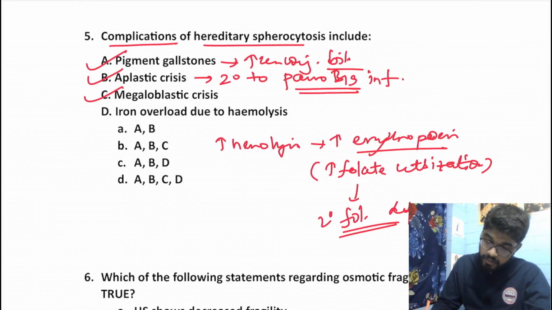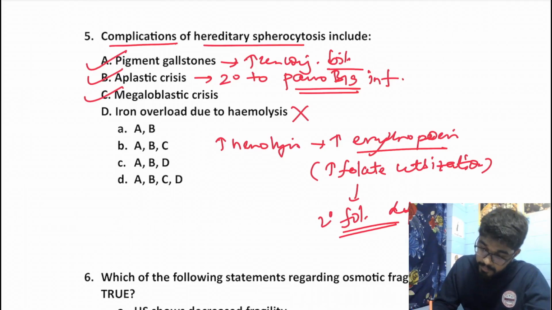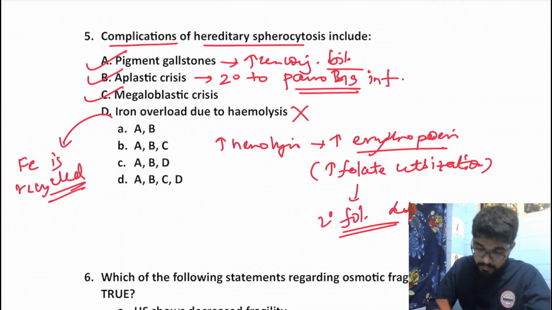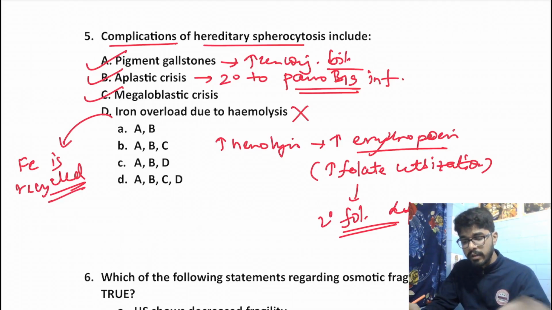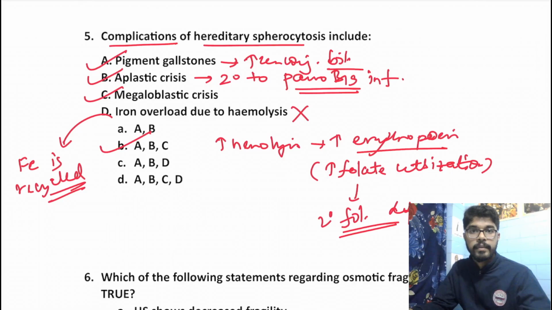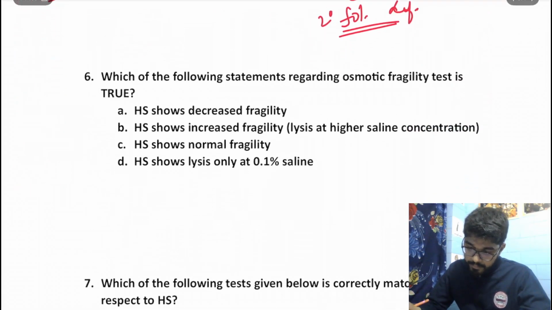Next, iron overload due to hemolysis. No, that's a false statement, right? Over here in hereditary spherocytosis, the iron is recycled and utilized, right? Usually iron overload is due to excess blood transfusion, which is not required in hereditary spherocytosis. Okay. So option D is incorrect. Our answer would be B. Again, an INICET question. Okay. Moving on to the next question.